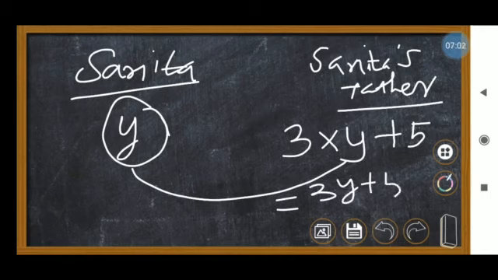Can you understand? Sarita's present age is Y. Sarita's father's age will be 3 times Sarita's age plus 5 years. That means 5 years more than 3 times Sarita's age. So Sarita's age we know, 3 into Y, and 5 years more means 3Y plus 5. Am I right? Okay, students, this kind of problem only we have to solve. So I will solve one more problem and then I will give some homework.